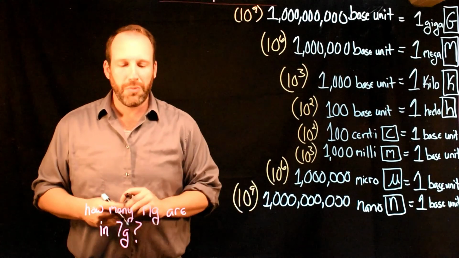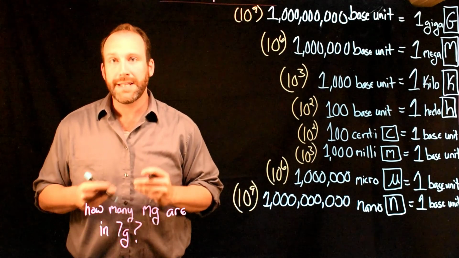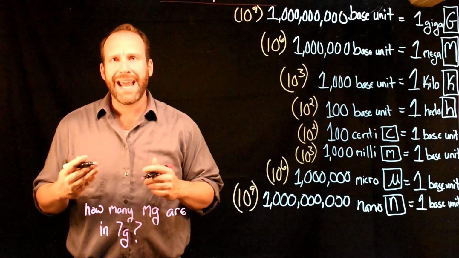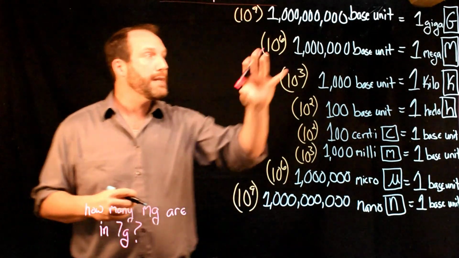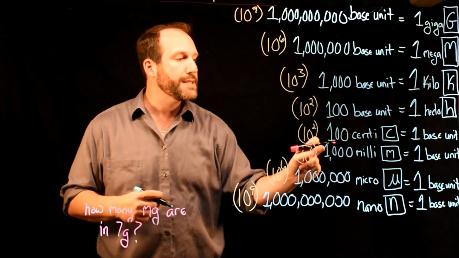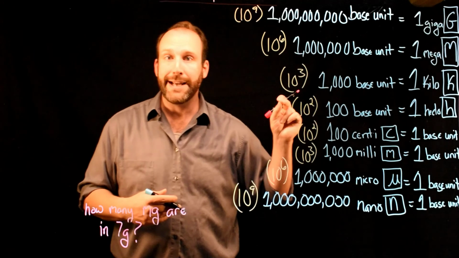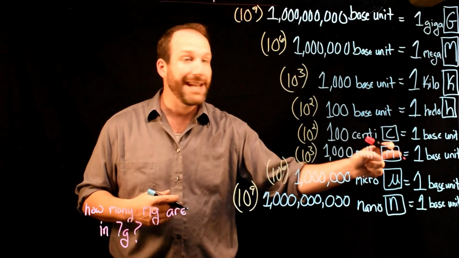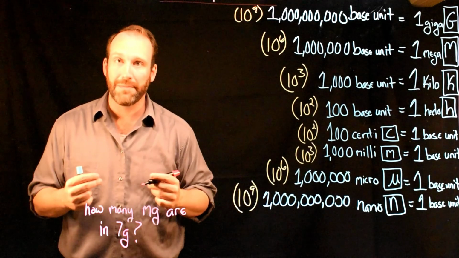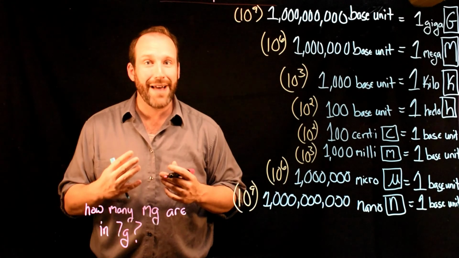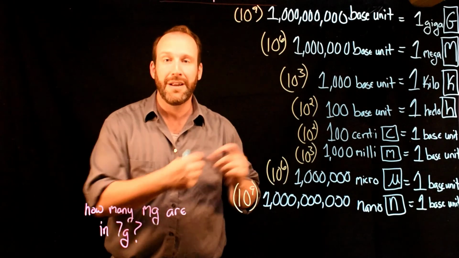Okay, I've erased the board a little bit here and put up an example problem. And so our problem is, how many milligrams are there in 7 grams? Okay. In order to answer this question, we need to know what's the relationship between grams and milligrams. Well, we can check out our table over here, and what we see is that there are 1,000 milli of that base unit equal to 1 base unit. So there's 1,000 milligrams in 1 gram. So the question is, how many milligrams are there in 7 grams? Well, we can probably do that math in our head. If there's 1,000 in 1, then there's going to be 7,000 in 7 grams.